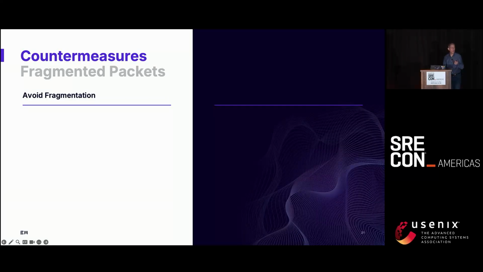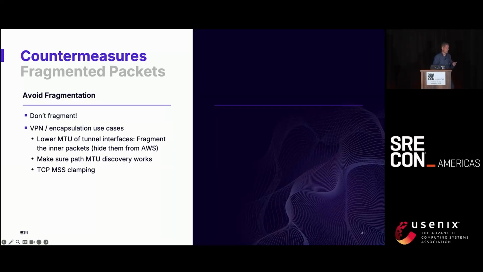But what we can do with the fragmented packets, first of all, let's avoid them. They are not supposed to be in your network. Don't fragment them. It's easier to say than do, unfortunately. If you have a similar use case that we have, like VPN, encapsulation, tunneling protocols, then of course the packet size increases, and they might get fragmented. So make sure that the MTU is correctly set on the tunnel interface so that the fragmentation happens on the inner packet and not on the outer packet header. Meaning actually we hide the fragmentation from AWS.